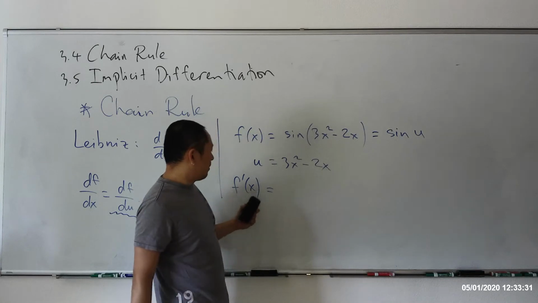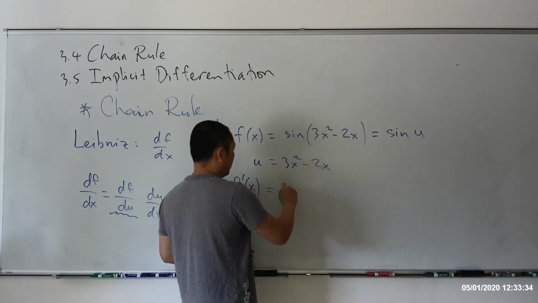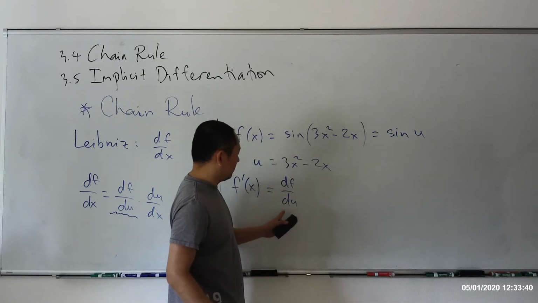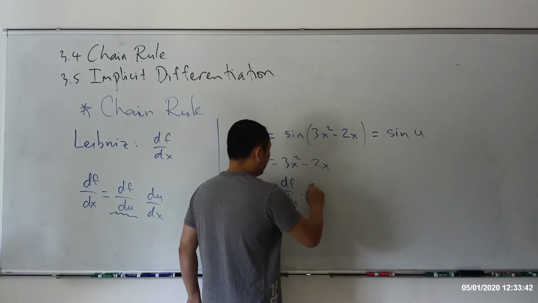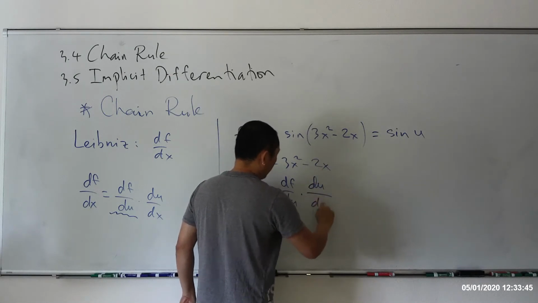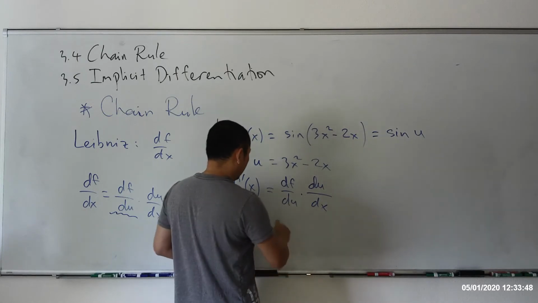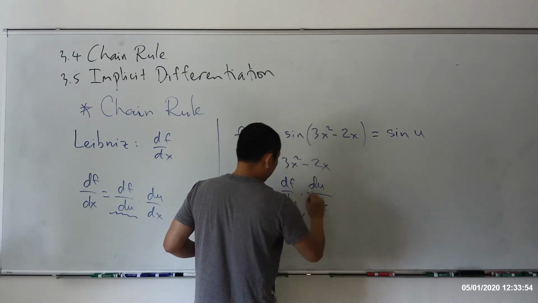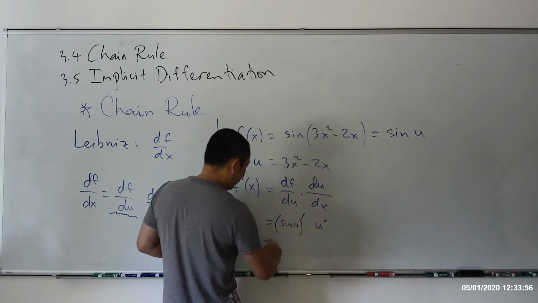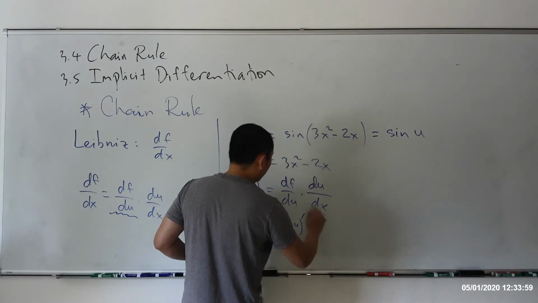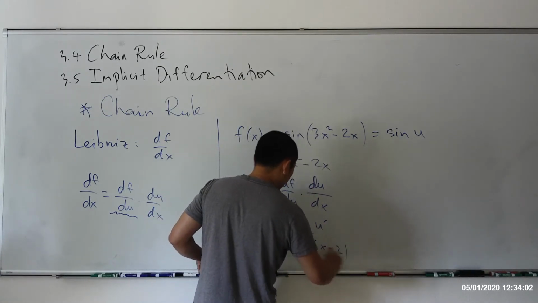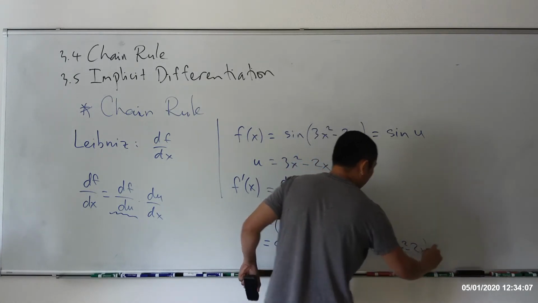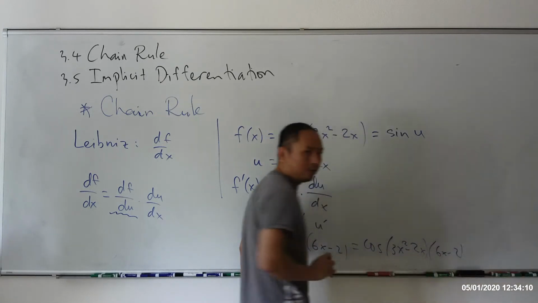So Leibniz notation is more powerful here. It's clearer. This is df over du, and that means the derivative of f in terms of the variable u, and then times the derivative of the function u in terms of variable x. Okay? So this is what I just wrote before. This is sine u derivative, and this is u prime, du over dx, right? Sine u derivative is cosine of u. And then u prime here is 6x minus 2, and cosine of u is cosine of 3x squared minus 2x, and times 6x minus 2. That will be your answer.